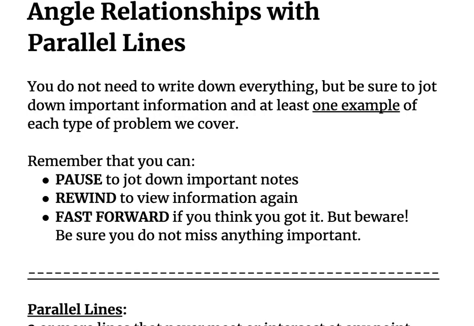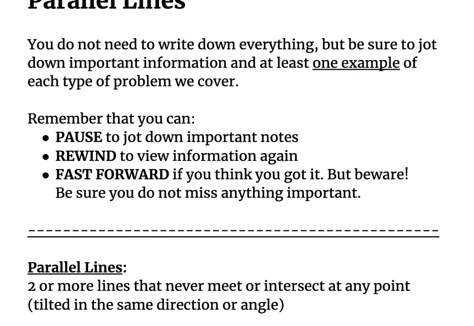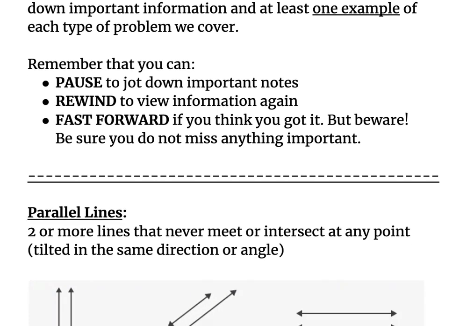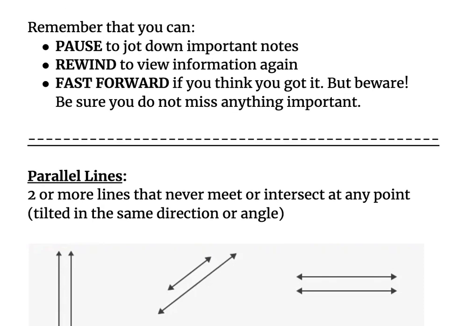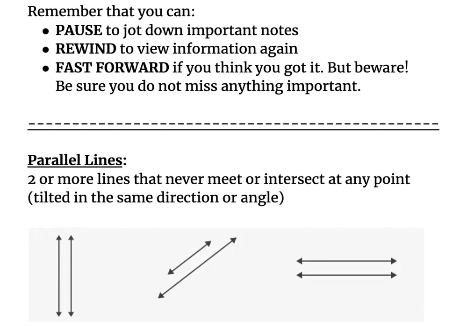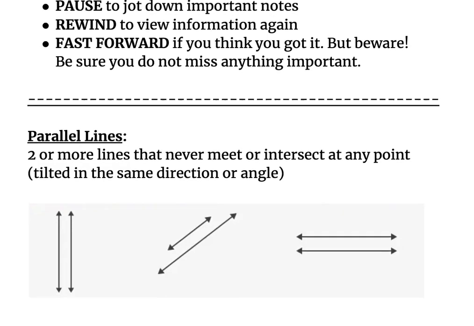So we're going to start off by talking about parallel lines. Parallel lines are two or more lines, normally it's just two lines though, that never meet or intersect at any one point. So basically it means that they're tilted in the same direction. When we're talking about angles, we're talking about how they are tilted in the same angle. So they could go on forever without ever touching each other since they're going in the same direction.